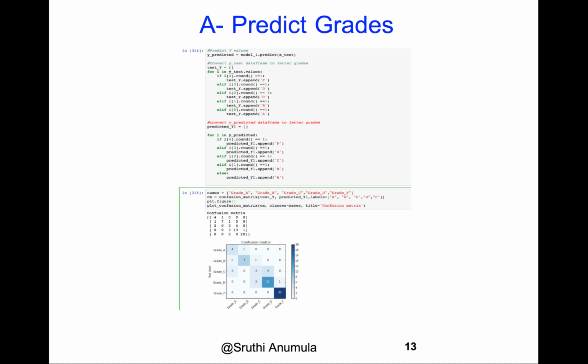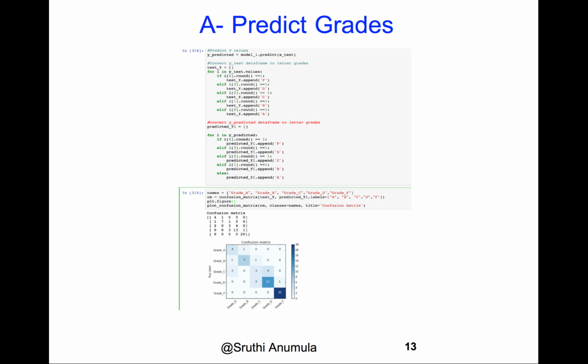Now I went ahead and predicted the values using the saved model and converted them to grade levels as mentioned in the paper. Next, I have generated a confusion matrix. For better visualization, I have plotted the confusion matrix. I have used the plot confusion matrix function.